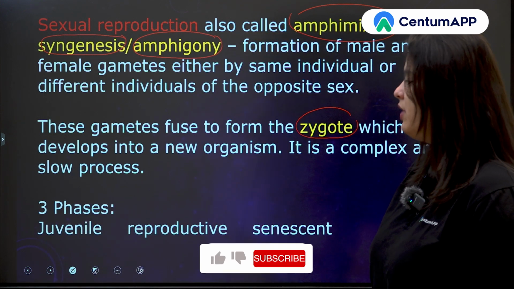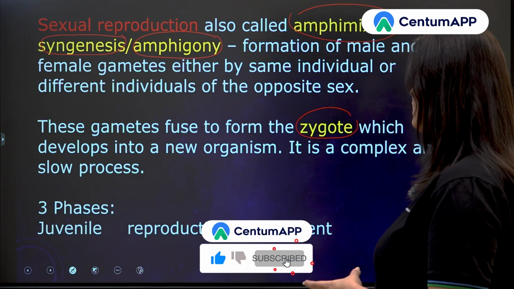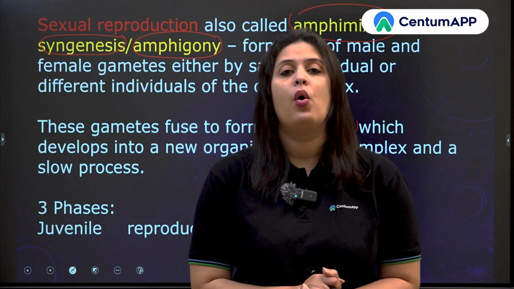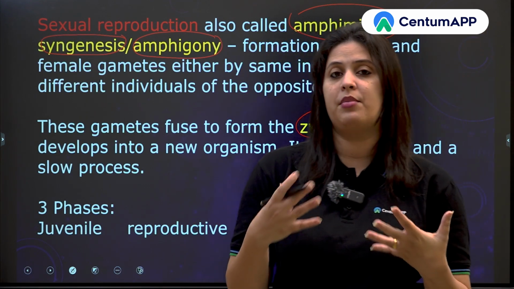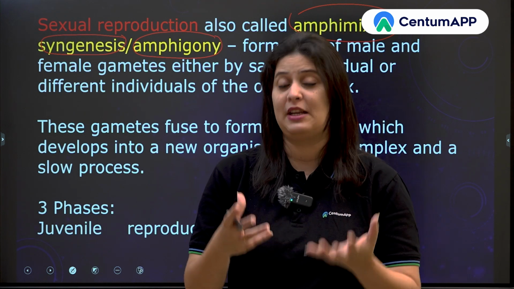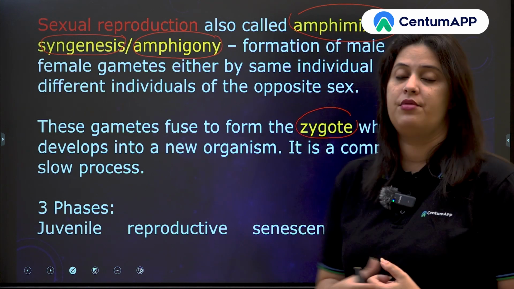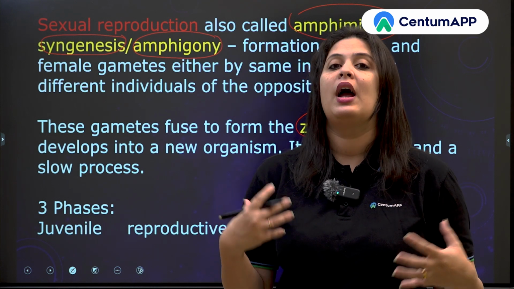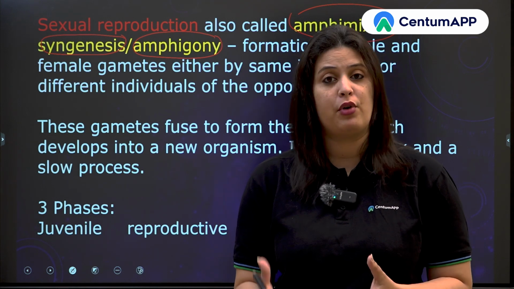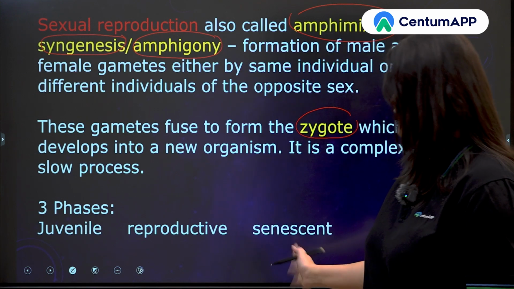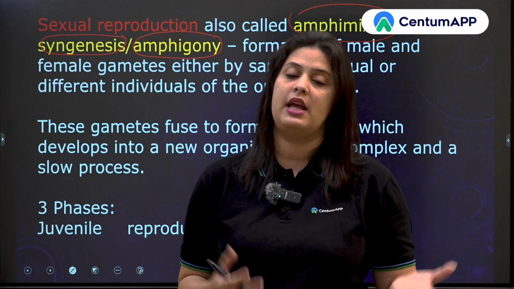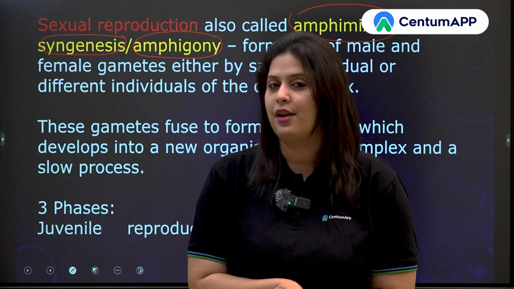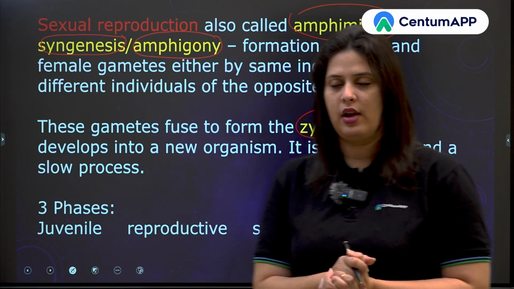So it involves three phases: juvenile phase, reproductive phase, and the senescent phase. The juvenile phase is where its ability starts to mature. The reproductive phase is the maturity phase, where it gets matured enough for the reproduction process to happen. Then you have the senescent phase, which is aging and senescence. Senescence cannot be reversed, and it finally leads to the death of an organism.